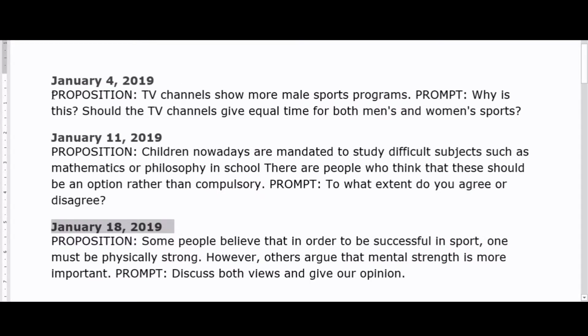So you will see on January 4, TV channels show more male sports programs. That's a proposition, and then the prompt is, why is this? So you have to outline a number of reasons why this is so. And the second question is, should the TV channels give equal time for both men's and women's sports? So basically this is a 2-part question, or what we now call as the C style.